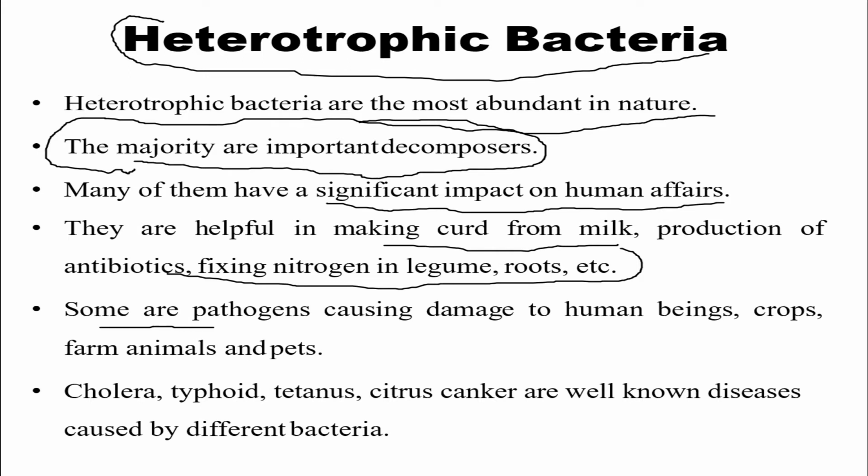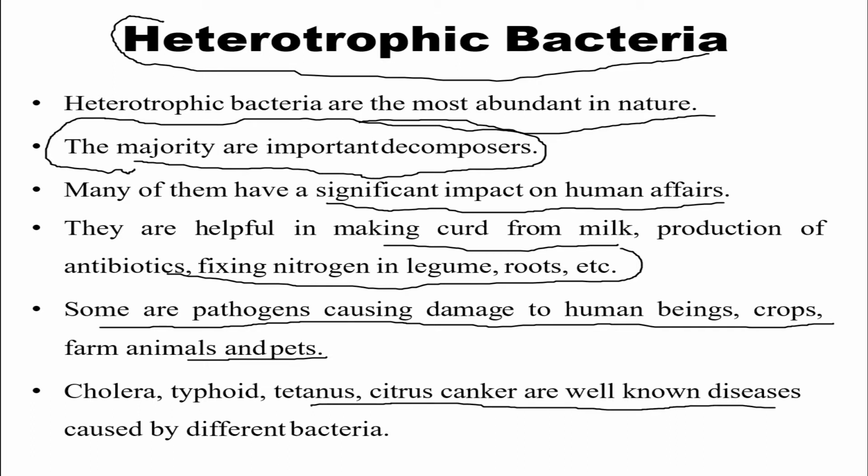Also, some are pathogens causing damage to human beings, crops, farm animals, and pets. Cholera, typhoid, tetanus, and citrus canker are well-known diseases caused by different bacteria. So these are beneficial at some points and detrimental at others. They act as both: they can be beneficial as well as cause diseases. So these are some of the heterotrophic bacteria. I've also discussed nitrogen fixation in one of my videos, so you may check it out.